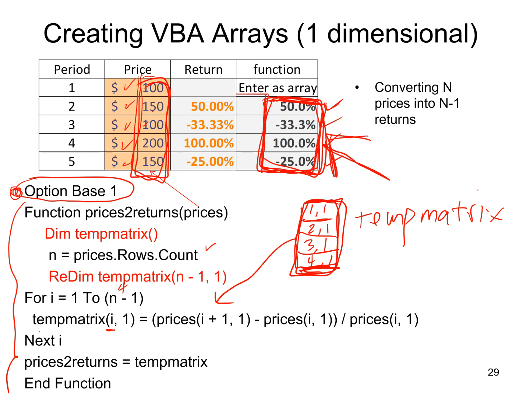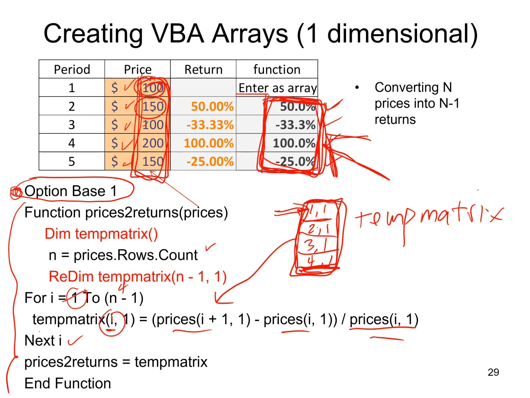by prices I1. So it's going to set I equal to 1. Temp matrix 1, 1, that's going to be this value right here, equals prices 2, 1, I plus 1, 1, that's the 150, minus prices I1, that's 1, 1, that's 100, divided by prices 1, 1, which is 100. So it's going to take the second price minus the first price divided by the first price and put it in 1, 1. Next I, set I equal to 2.